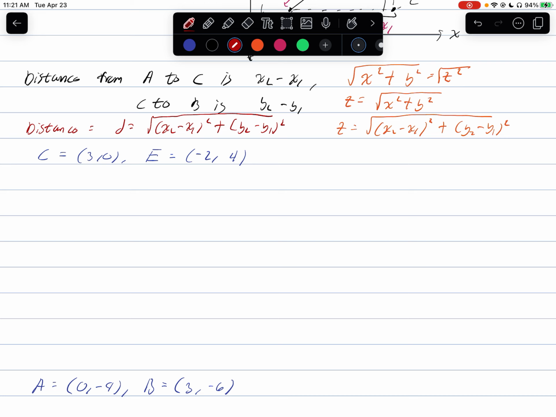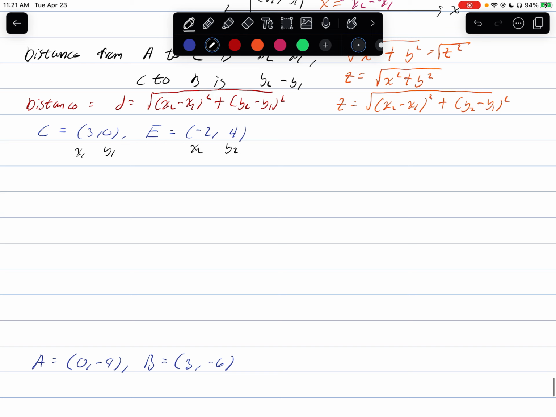Okay, so here we have the point C equals 3, 0, and the point E equals negative 2, 4. So we'll call C point 1, so this will be x1, y1, and E is going to be point 2, so we'll have x2, y2. Now all we have to do is plug these values into the distance formula. So we have D is equal to the square root of x2 minus x1, so negative 2 minus 3 squared, plus y2 minus y1 squared. So we'll have 4 minus 0 squared.